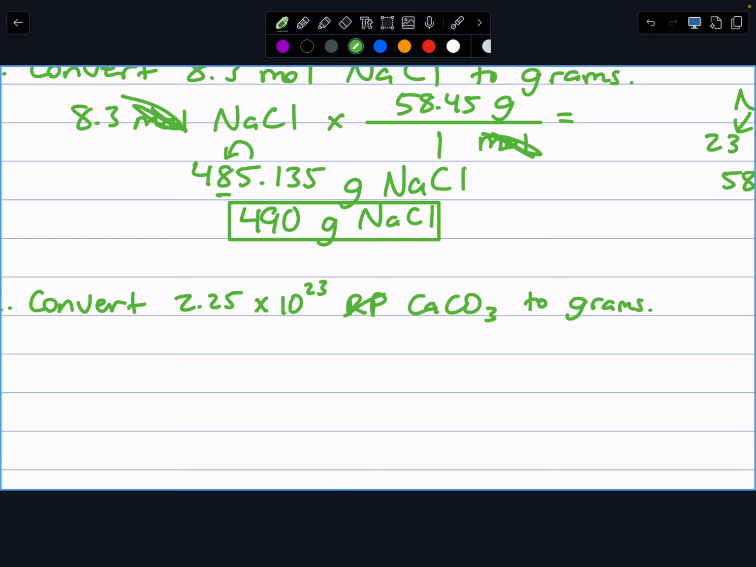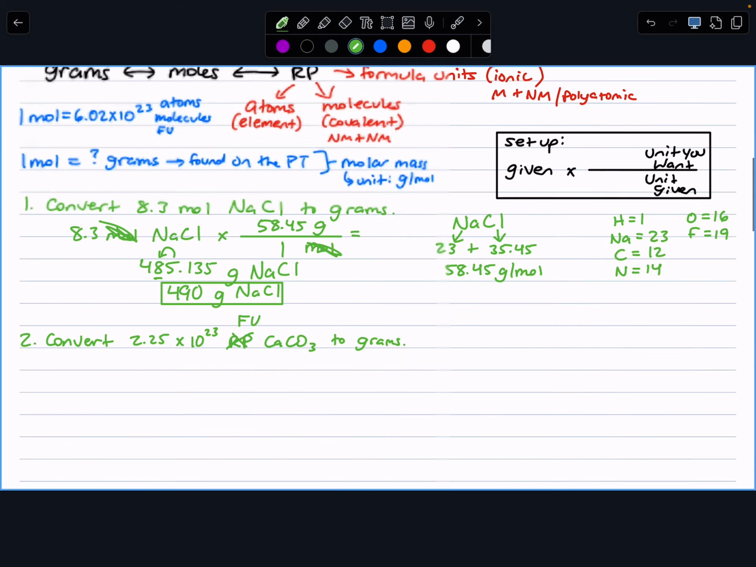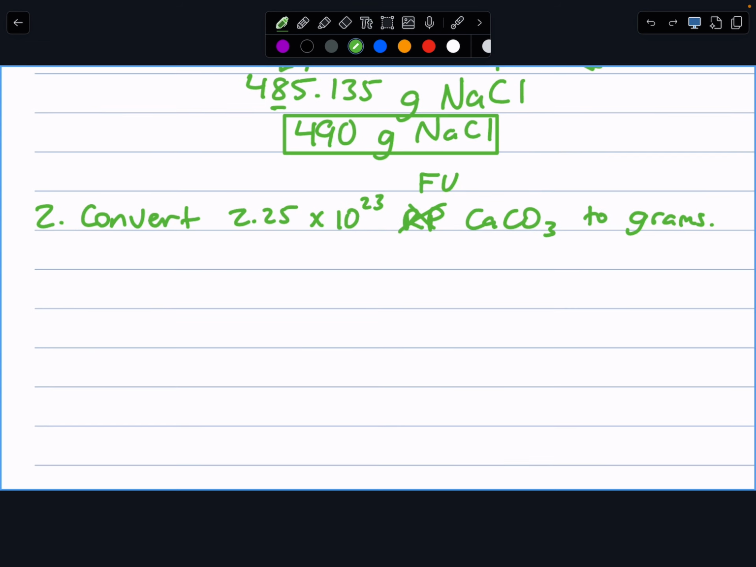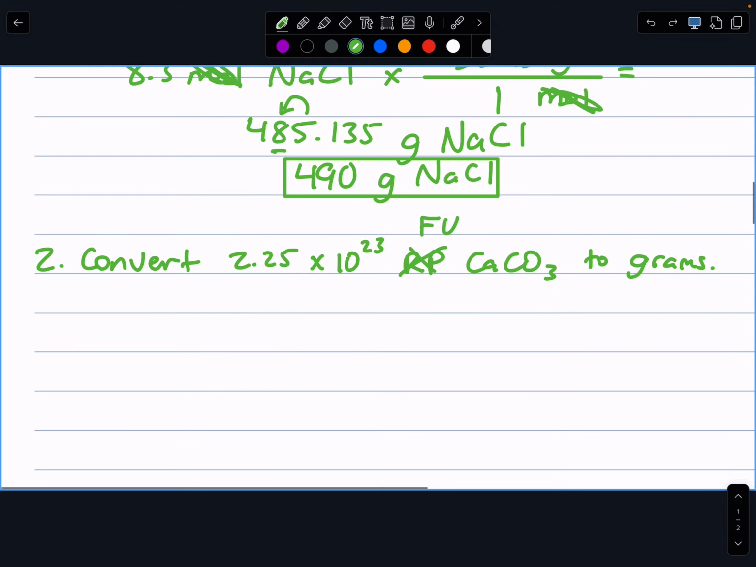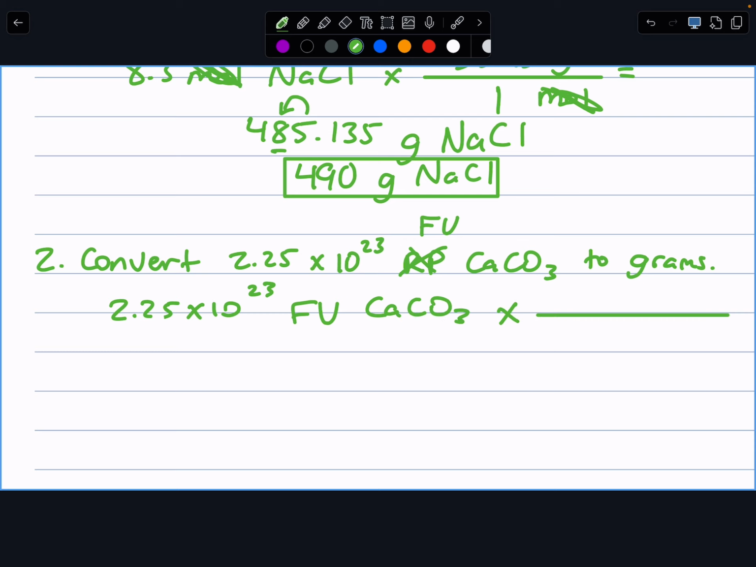Okay, so what particle did you guys say again I'm using? Good, so I'm not gonna put RP, I'm gonna put formula units, yes? It's okay. So I always start with what, guys, according to my setup? The one you want. Let's give. Good. Well, I was with my given, which is what? 2.25 times 10^23 formula units. Formula units, right? We specified formula units of calcium carbonate, and I always multiply that by a fraction.